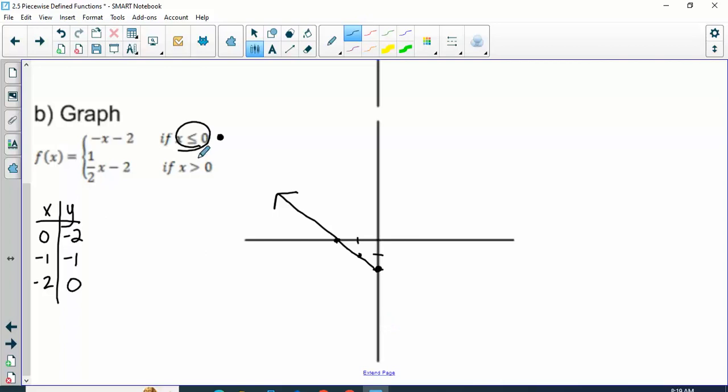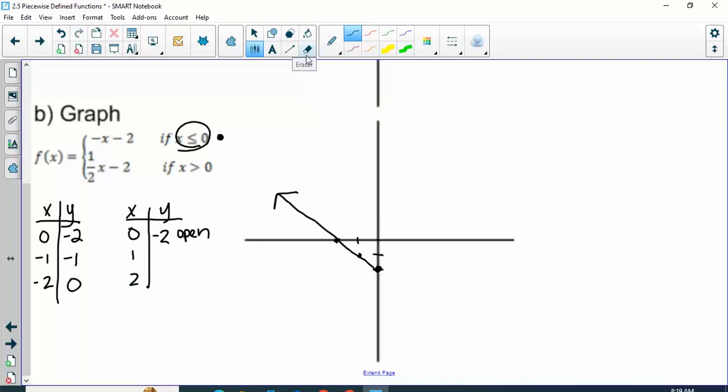Second piece. What do we have to plug in first? Zero. Would it be open or closed? Open because it does not have an equal to. And then we need things bigger than 0. So maybe a 1 and a 2. You put in 0, 1/2 times 0 minus 2 is negative 2. If you put in a 1, we're going to get a decimal, which is fine.